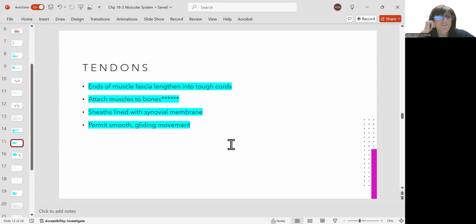Tendons attach muscles to bones. So they are like cords. Think of them like rubber bands. Okay, that's the best way to remember a tendon. A tendon is more like a rubber band.